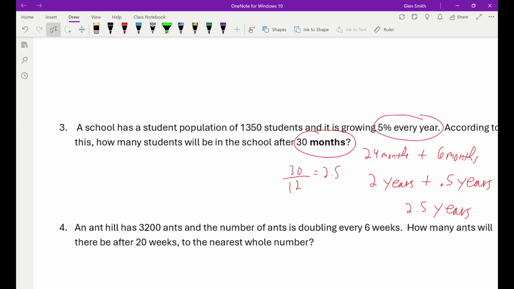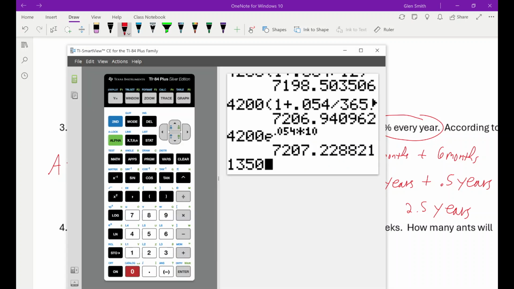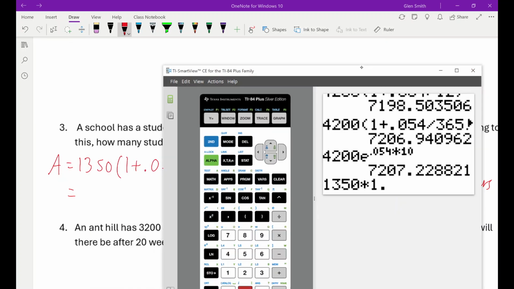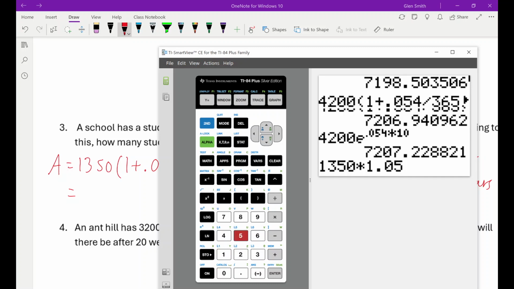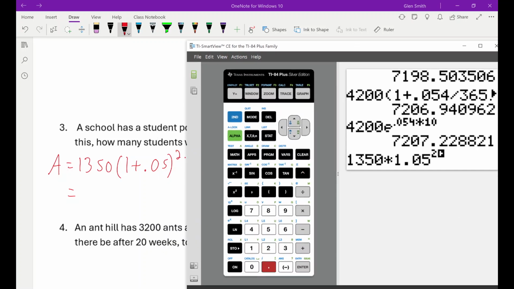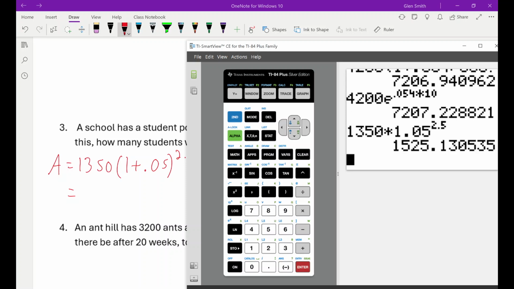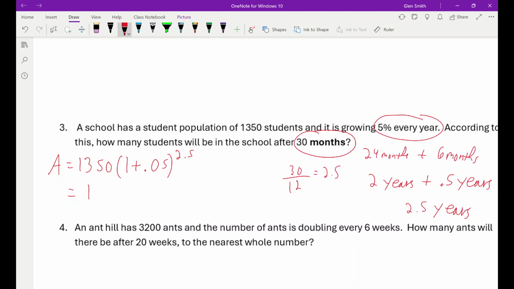All right. But this is similar to what we did before in part A of number 2. So the number of students, which I'm just going to call amount of students, is the number we started with, which is 1350, times 1 plus the rate of growth, which is 0.05, raised to the number of years, which is 2.5 in this case. So if we use our calculator for that, it's 1350 times 1 point, I forget already, was it 2.5%? No, 5%. 0.05 to, oh, it was 2.5 years. The 2.5. And we're going to have 1,525 students to the nearest student. So we'll say 1,525.